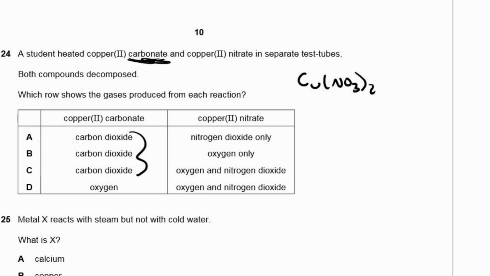If oxygen decomposes with it, it will also decompose the nitrogen. Copper is much heavier. It's not going to be a gas. So it'll be oxygen and nitrogen dioxide. So the answer is C.